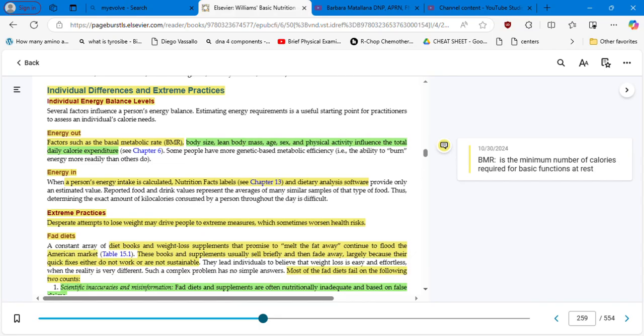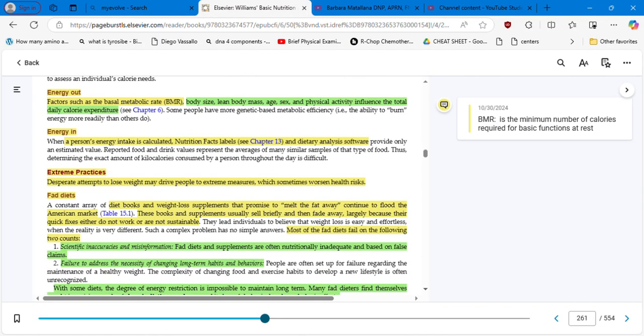We have to consider individual energy balance levels, the energy out factors such as the basal metabolic rate, right? And the basal metabolic rate is the minimum number of calories required for basic functions at rest. So how many calories do we need while we are sleeping for our body to continue functioning well? Okay, that is a refresh because we reviewed this concept before. Now we have the body size, lean body mass, age, sex, and physical activity influence the total daily calorie expenditure.